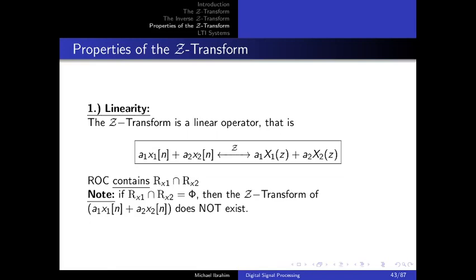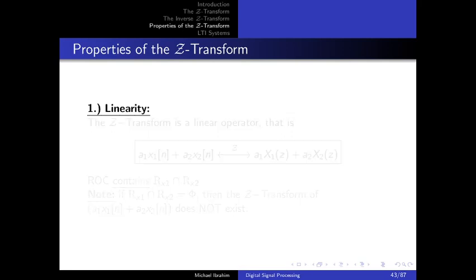Okay, so let's carry on with our lecture. In the previous part of today's lecture, we have been talking about the inverse Z transform. Now we will be moving on to discuss the properties of the Z transform. The first property here is the linearity property.